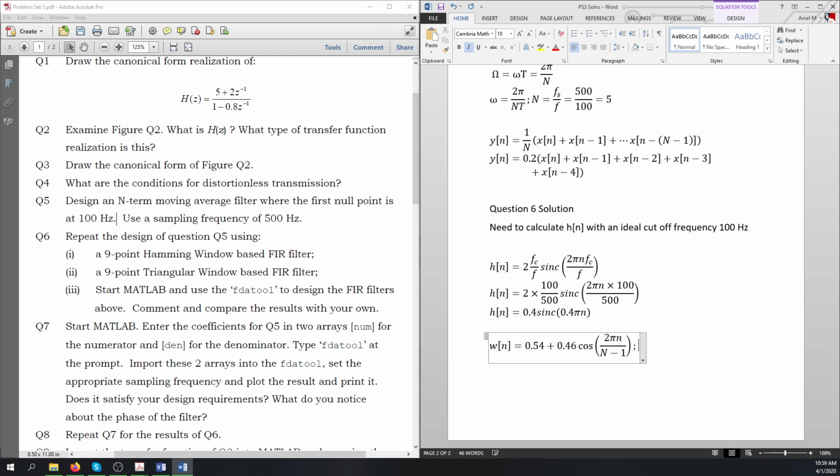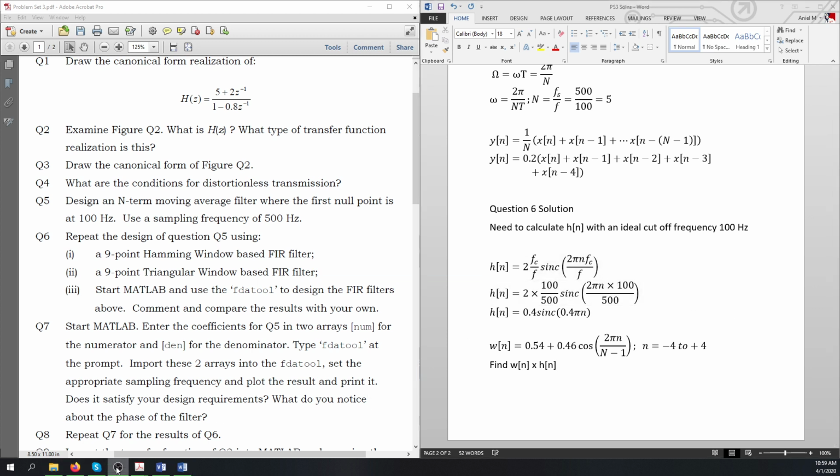And in this case, because capital N is going to be 9 points from the question, that means n needs to go from negative 4 to positive 4 to incorporate those 9 points accordingly. So because now you have the range of n, you can substitute n from negative 4 to positive 4 for h of n and for w of n. And the step that you do after that is you need to find w of n multiplied by h of n.